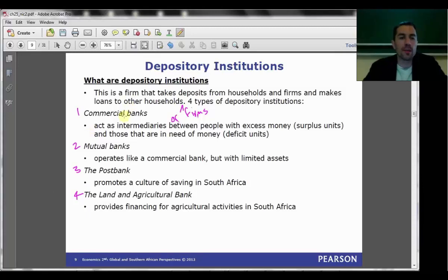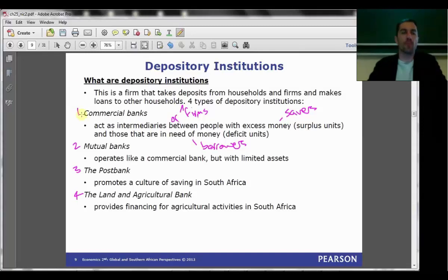So commercial banks act as intermediaries between people with excess money and those with a need for money. People with excess money we would consider savers, and those that have a need for money we would consider borrowers. So the normal story is that commercial banks are intermediaries between savers and borrowers. I prefer to think of commercial banks as intermediaries between buyers and savers, but that's another story.